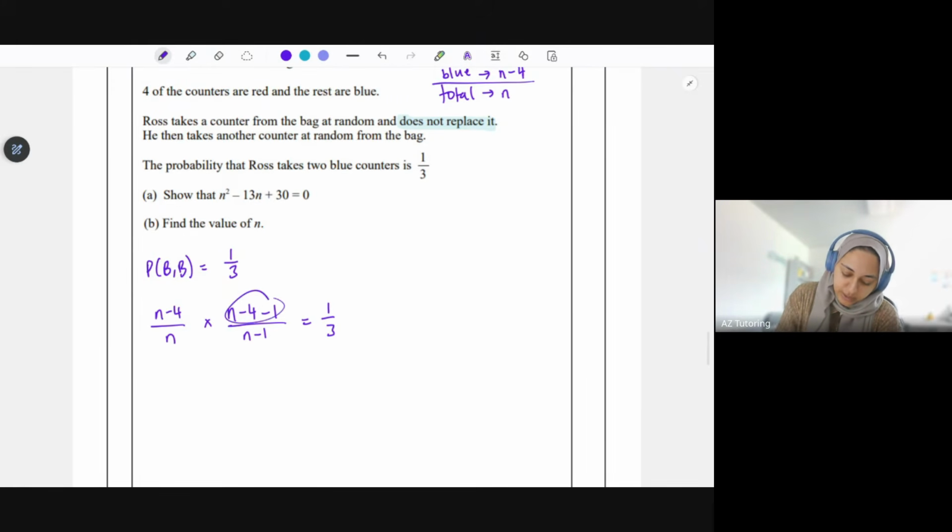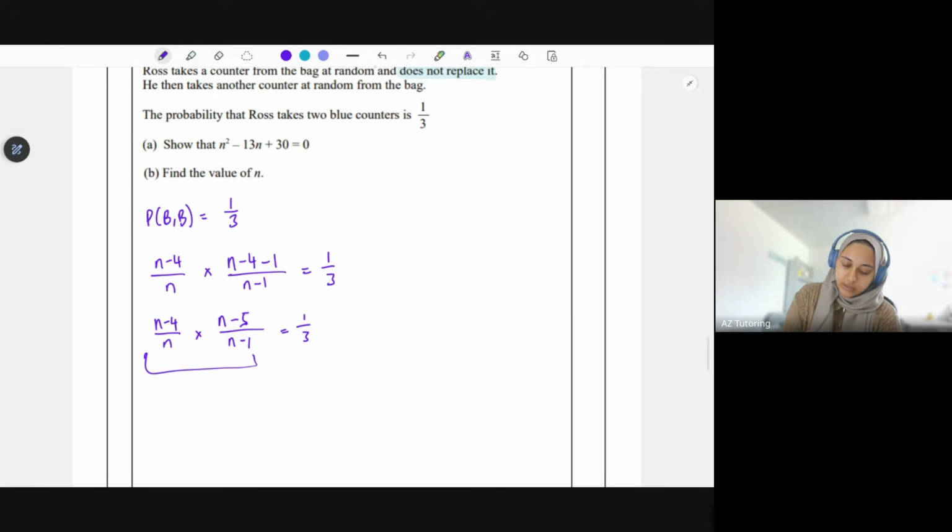So that's what we're figuring out. Let's simplify the top here. So we get n minus 4 over n times n minus 4 minus 1, which is -5, over n minus 1, equals 1/3. Let's times these two out. I'd recommend putting brackets in. N times n is n squared. N times -5 is -5n. And -4 times n is -4n. -5n minus 4n is -9n. And then we've got -4 times -5 is +20 over n times n, which is n squared. N times -1 is -n equals 1/3.